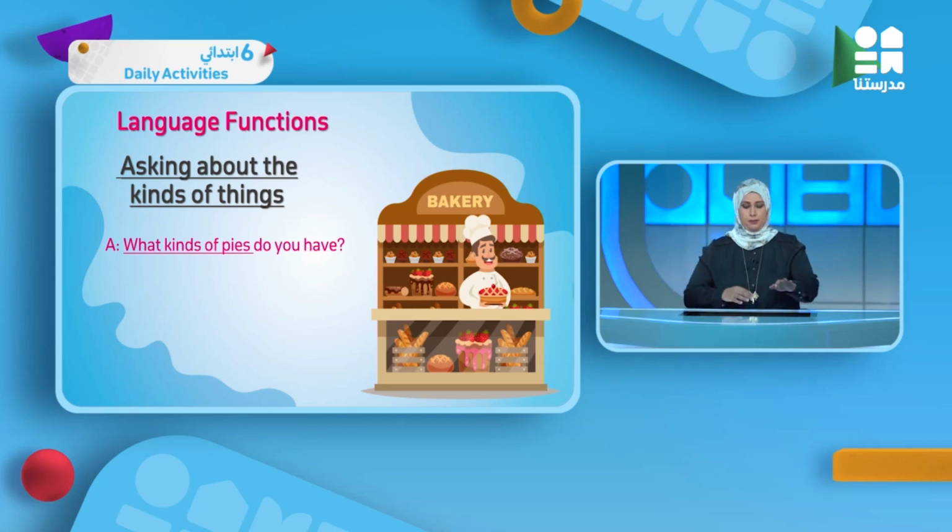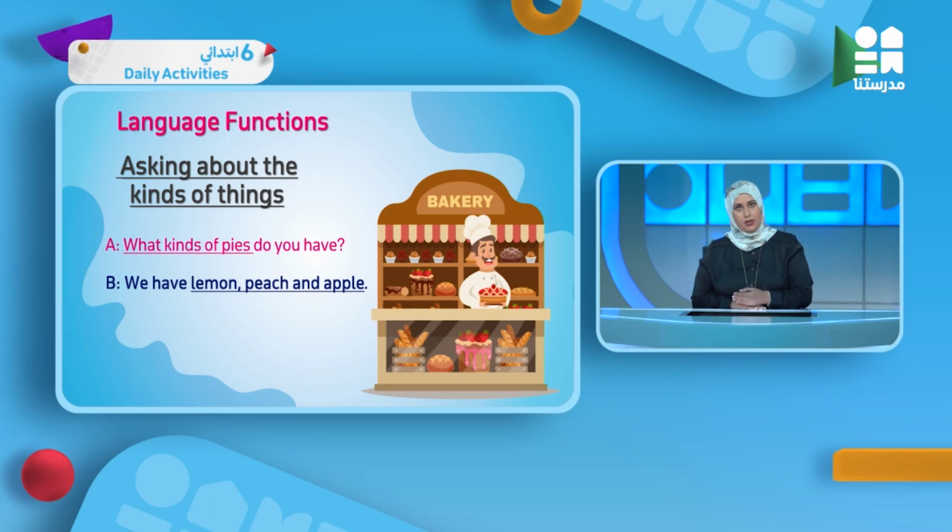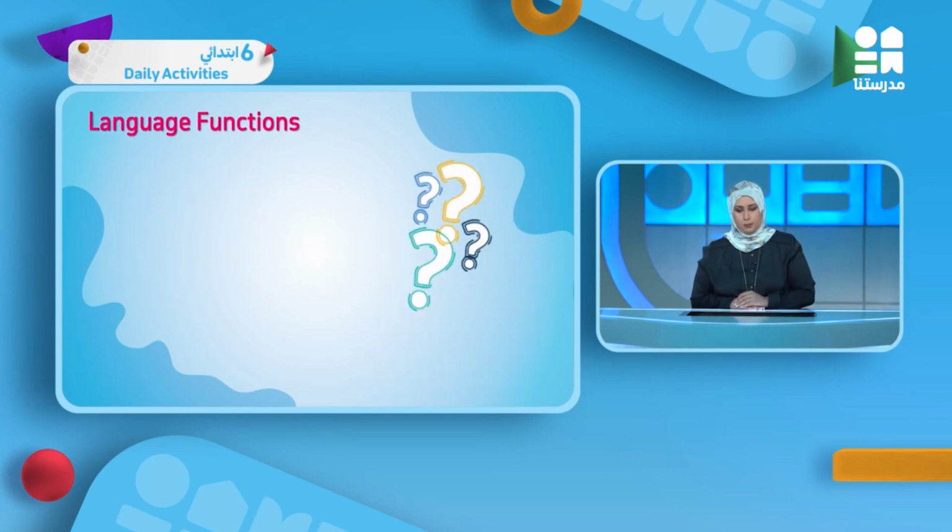How do I answer that? I'll say we have lemon, peach and apple. We have lemon, peach and apple. He tells him the kinds he has. So after that I have helped the customer and then the customer has asked about the kinds of pies.